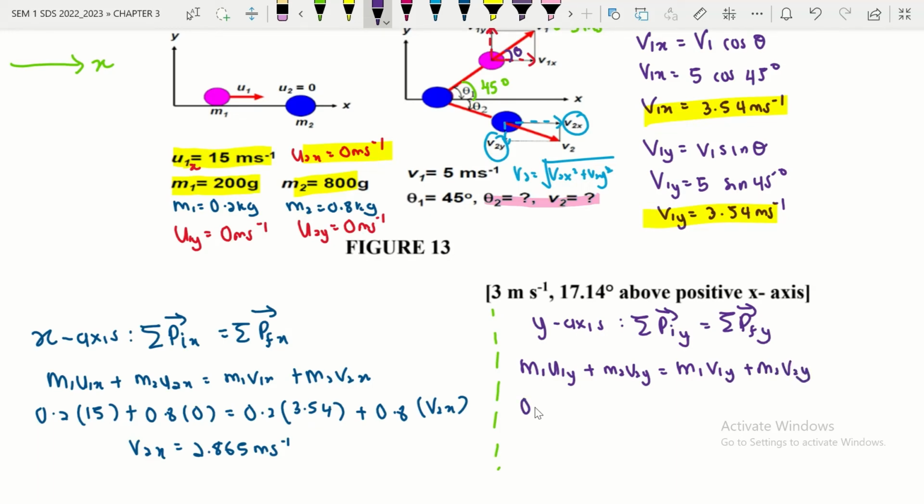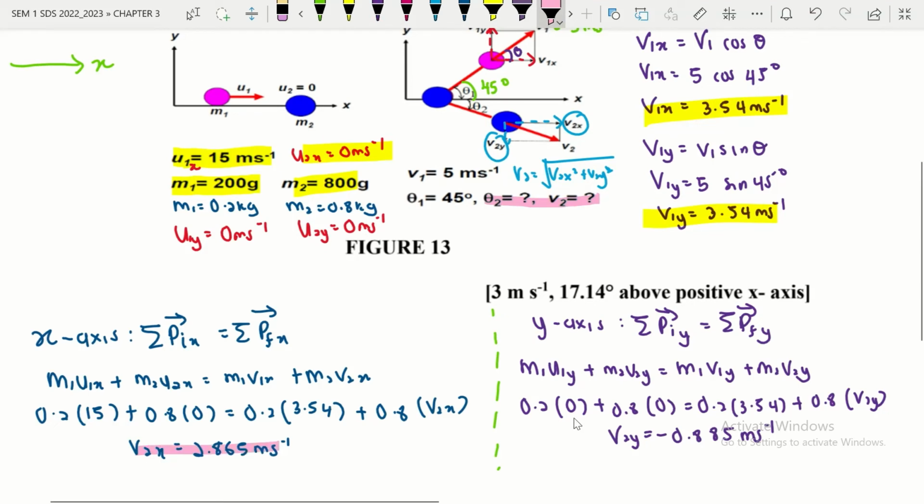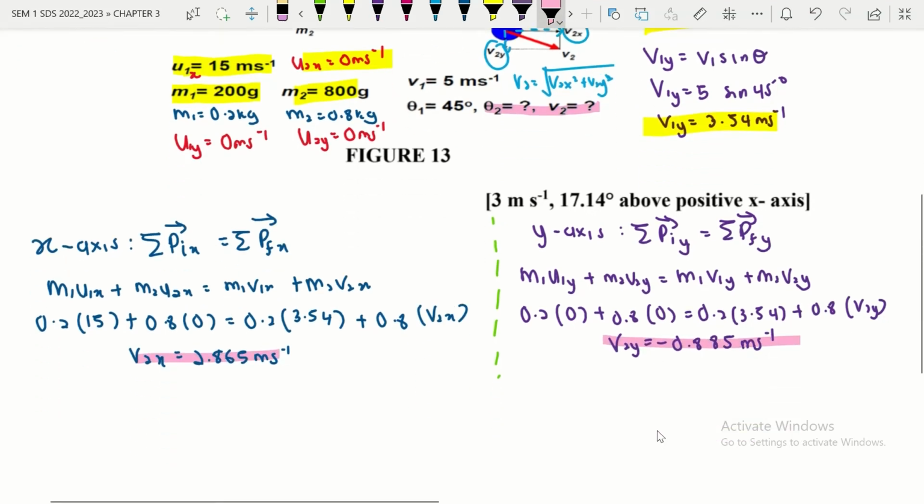So m1 kita adalah 0.2, u1y kita kosong because before collision dia hanya bergerak pada paksi x, dia tidak bergerak pada paksi y. So m2 kita adalah 0.8 and v2y kita adalah kosong. So m1 0.2, v1y Miss dah tahu 3.54, m2 adalah 0.8 and v2y adalah kita nak cari. So therefore you akan dapat v2y you adalah negative 0.885 meter per second. Okay, sekarang dah dapat v2x and v2y, kita nak cari velocity for the struck ball v2.